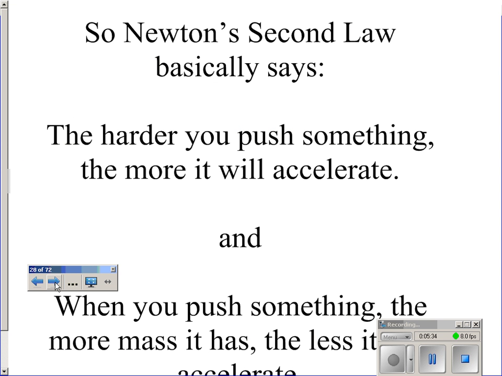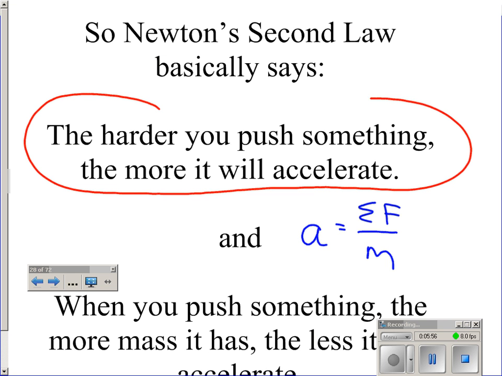Basically, here's what Newton's second law says. The first part is kind of intuitive. Let's write down the equation first of all. Newton's second law says acceleration is net force over mass. The acceleration of your object depends on the force and on the mass. It tells us two things. The harder you push something, the more it'll move. In other words, the more net force you have on your object, the more it's going to accelerate. That's totally intuitive. That's the first half of Newton's second law.